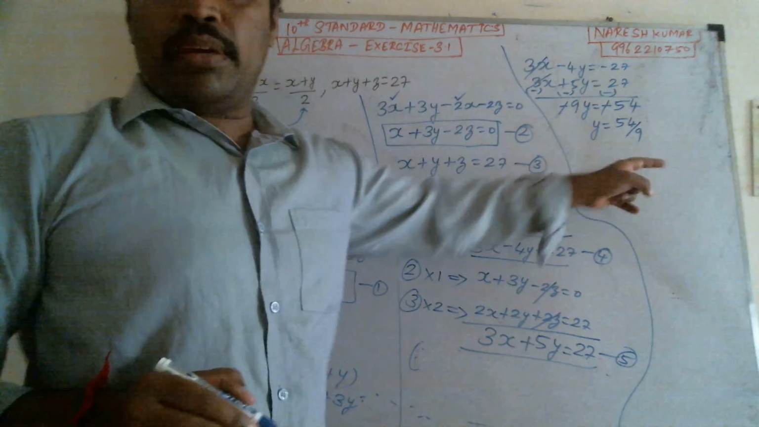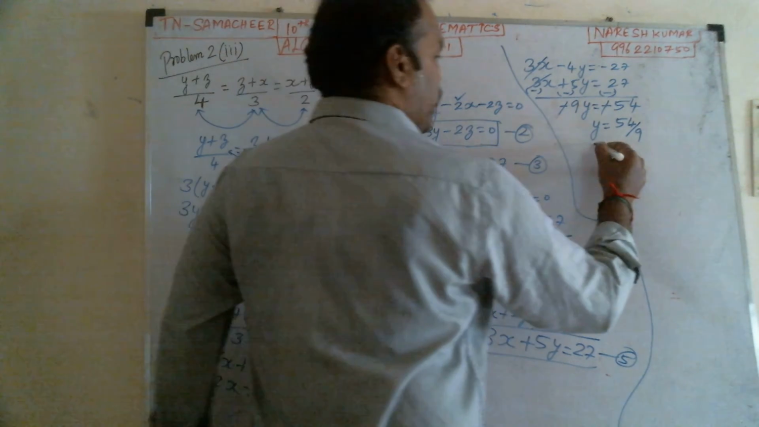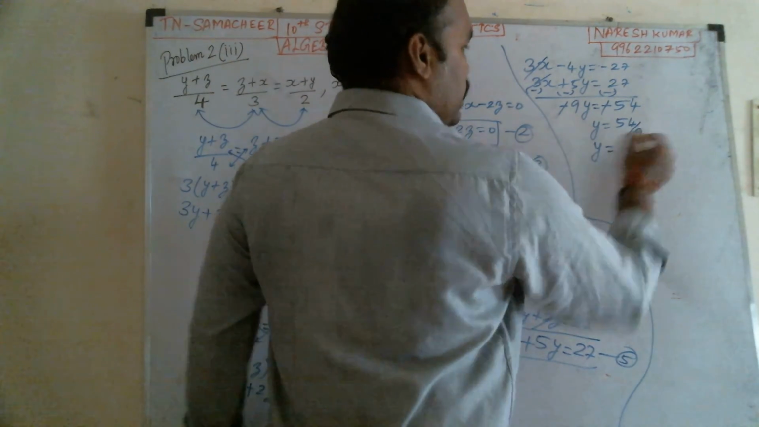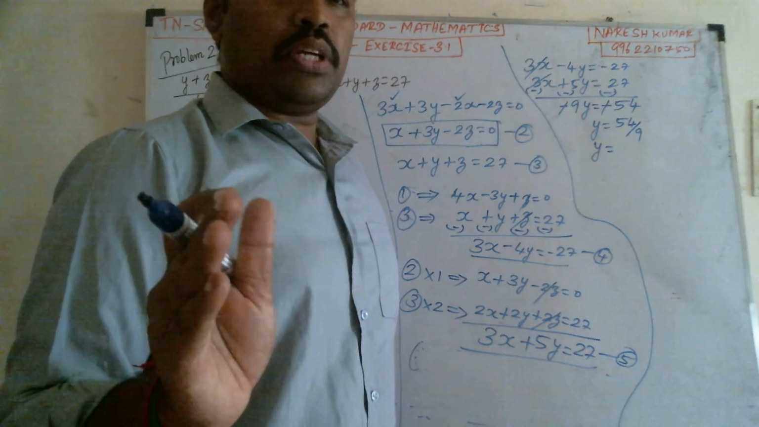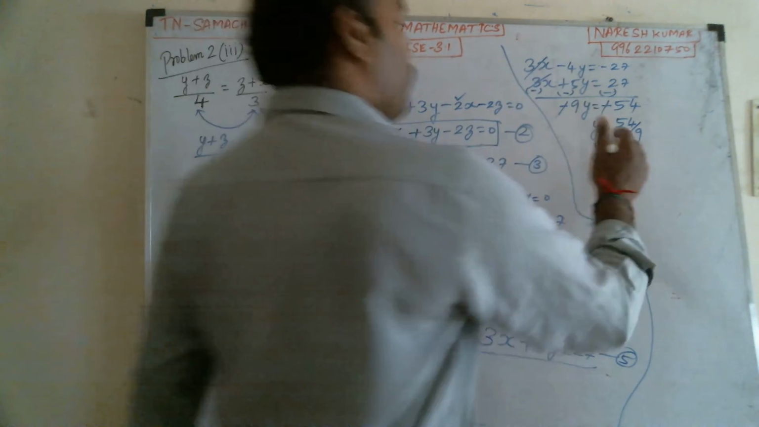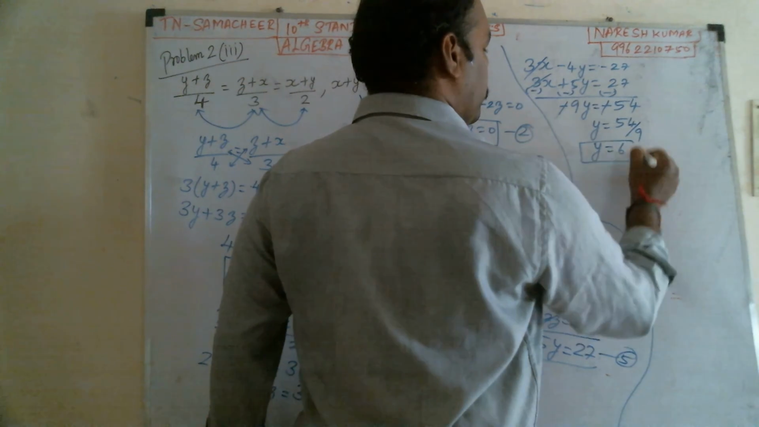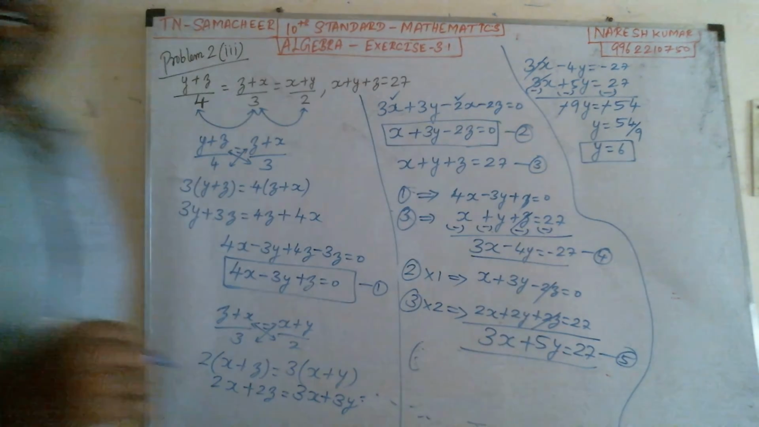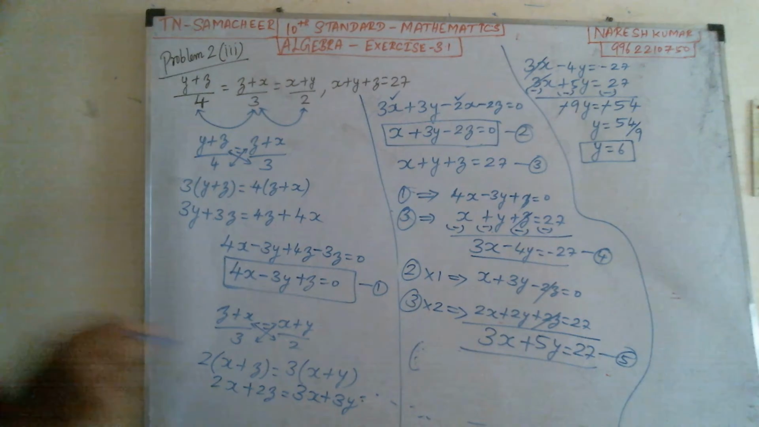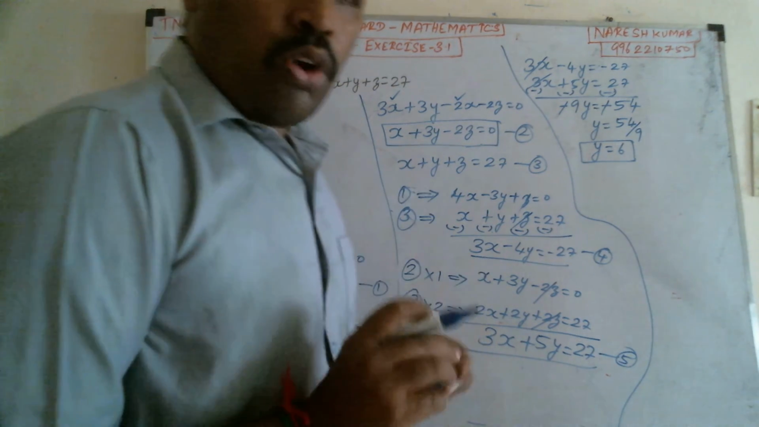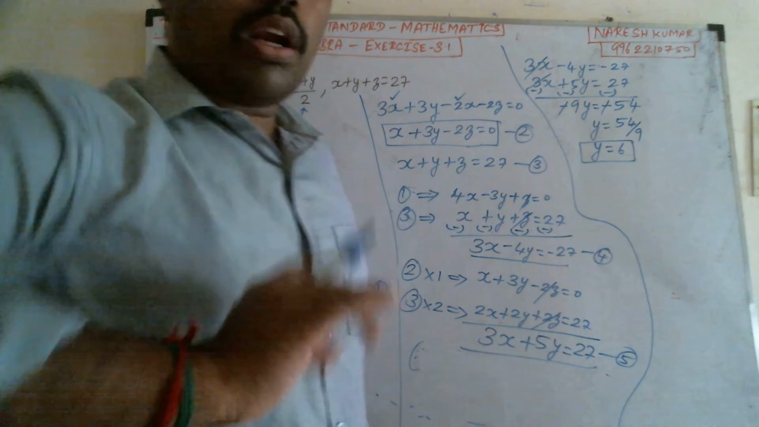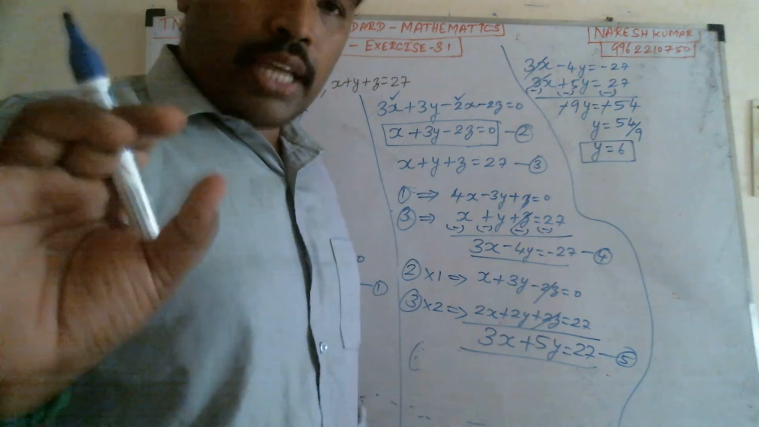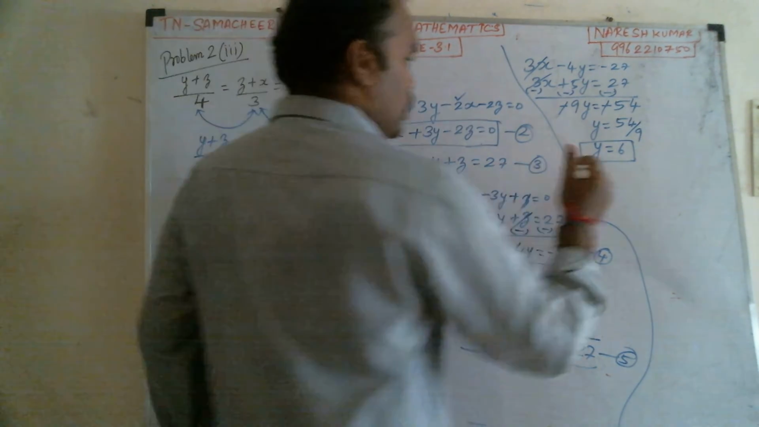This 9 will be coming here. So y equal to how much? 54 divided by 9 is how much? 1 9 is 9, 2 9s are like this, 6 9s are 54. So now we have found out the y value alone. The remaining things we need to find out. What are the values we need to find out? x and z.